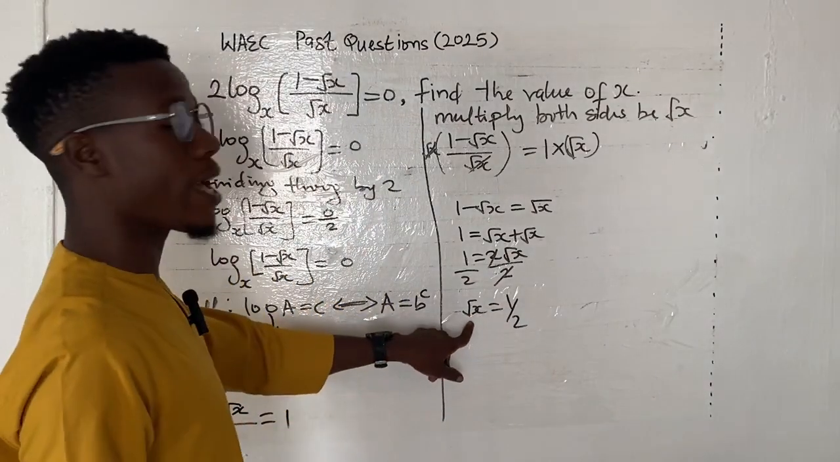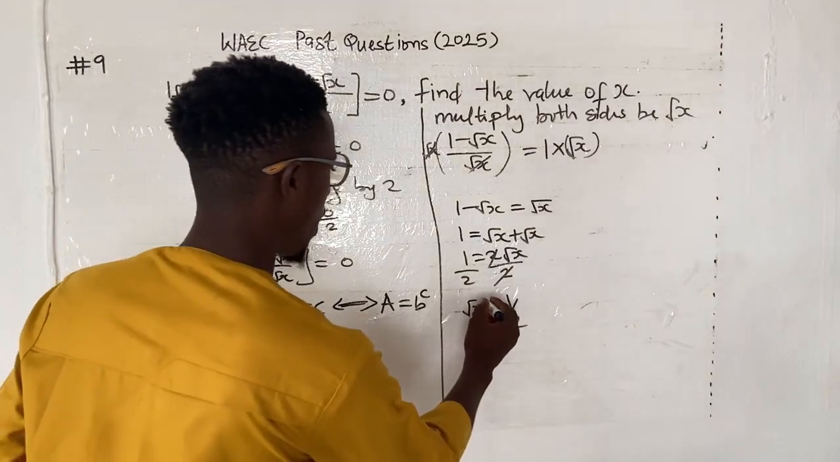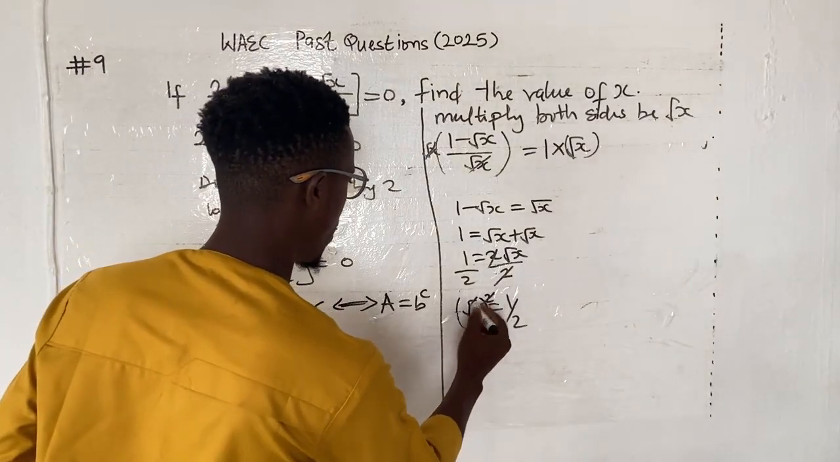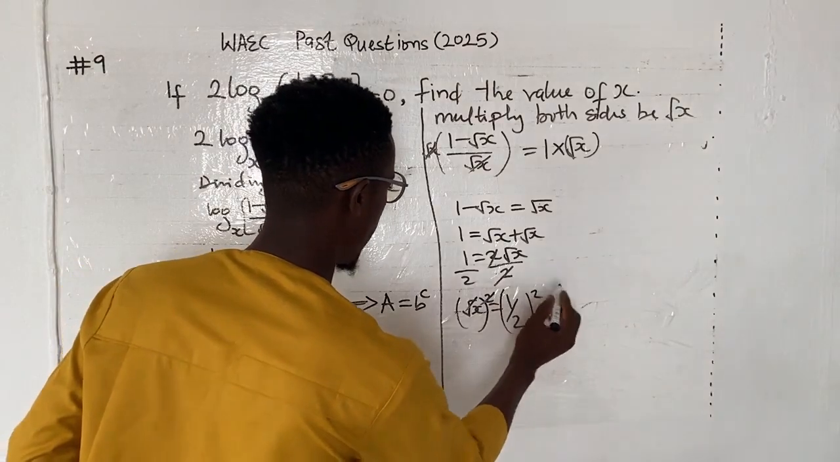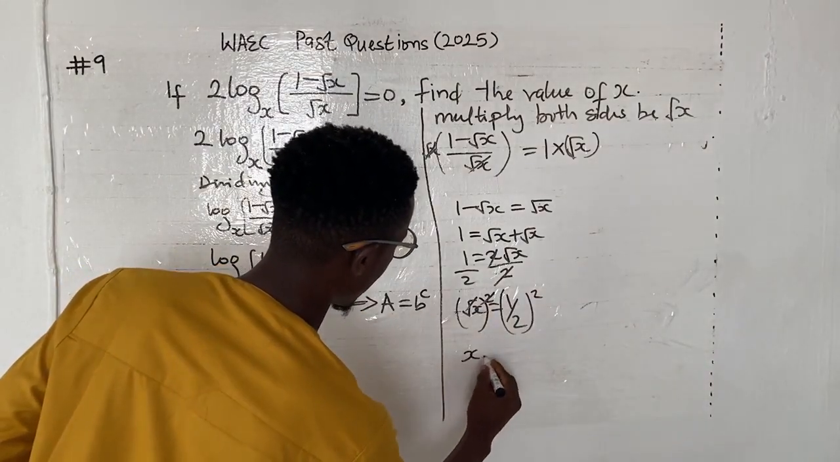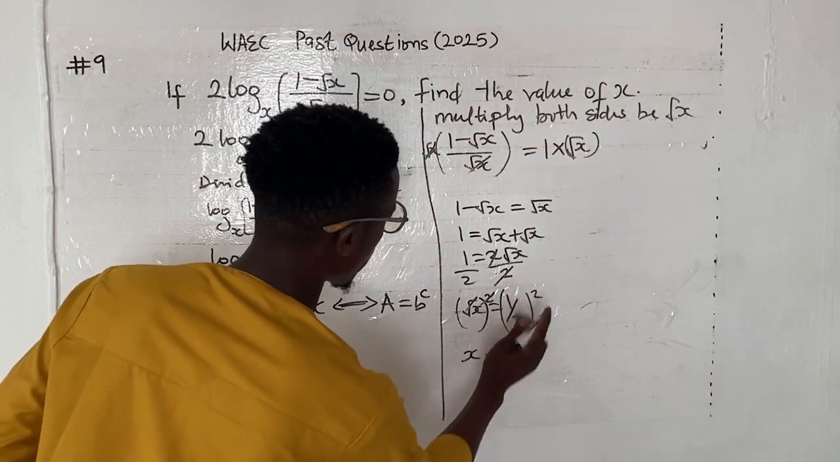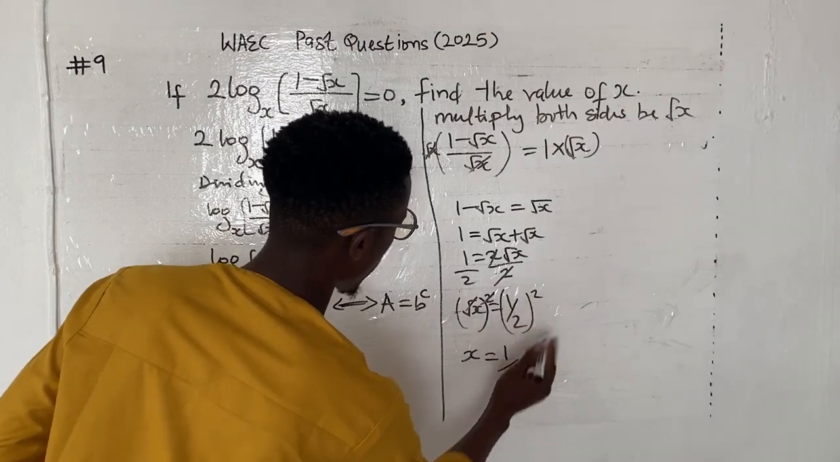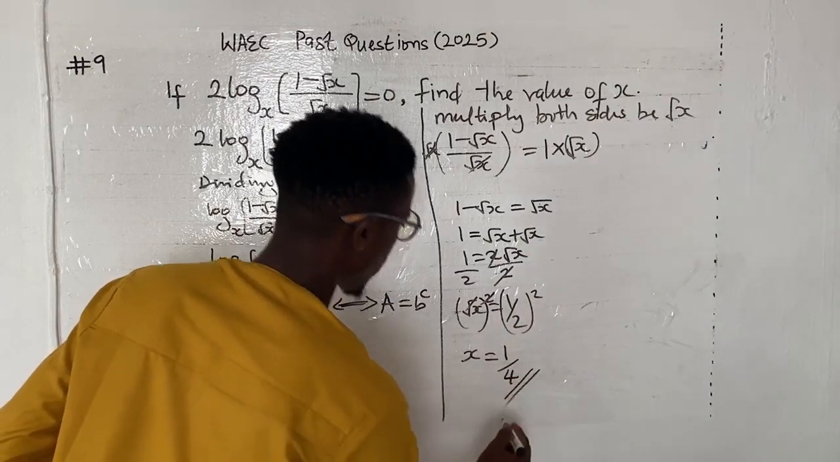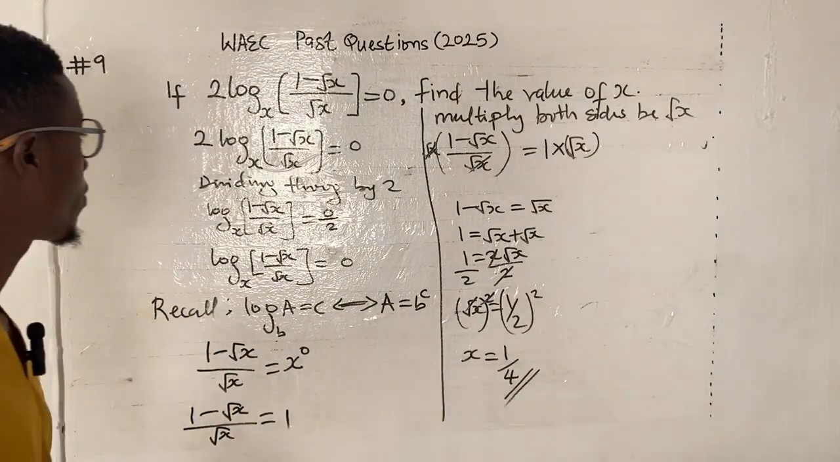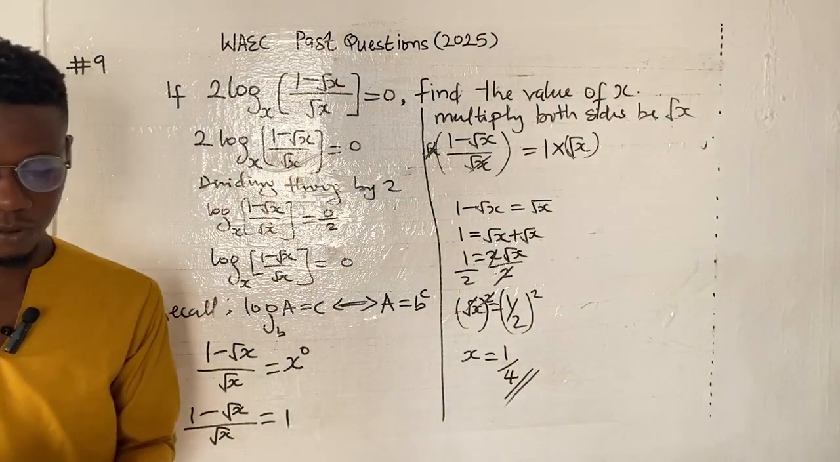But remember, we are looking for x, not root x. If you find the square of a square root, it cancels out. So you can just square both sides, and we are left with x equals 1 raised to power 2 is 1, 2 raised to power 2 is 4. So the answer is 1 over 4. Simple or simple? Thank you.